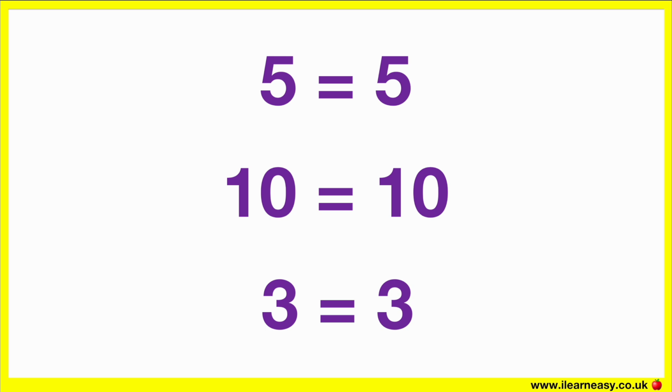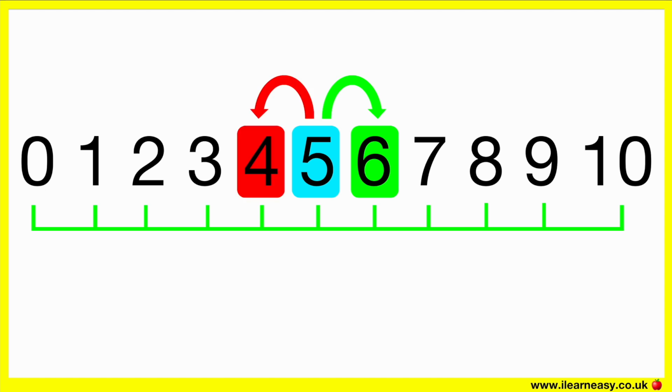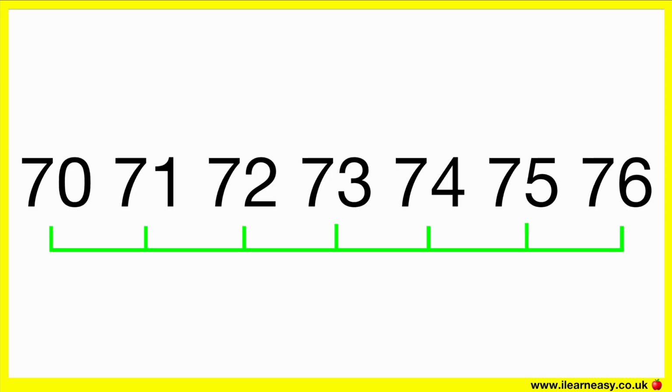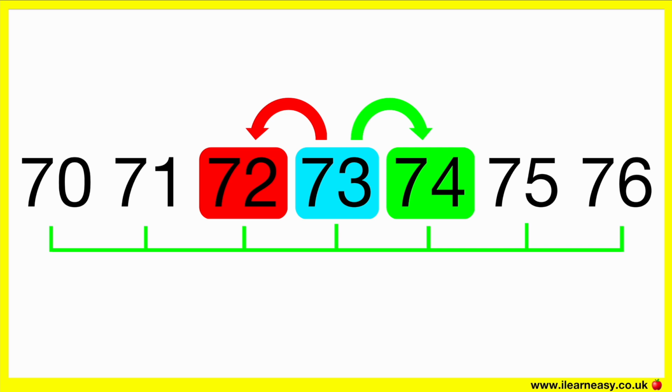We can find numbers that are one more and one less. First, choose a number. For example, the number 5. Then find the number that is the next one forwards in the sequence, and then the number that is one backwards in the sequence. A number line will help you to do this. So, 6 is one more than 5, and 4 is one less than 5. We can try this with bigger numbers too. 74 is one more than 73. 72 is one less than 73.